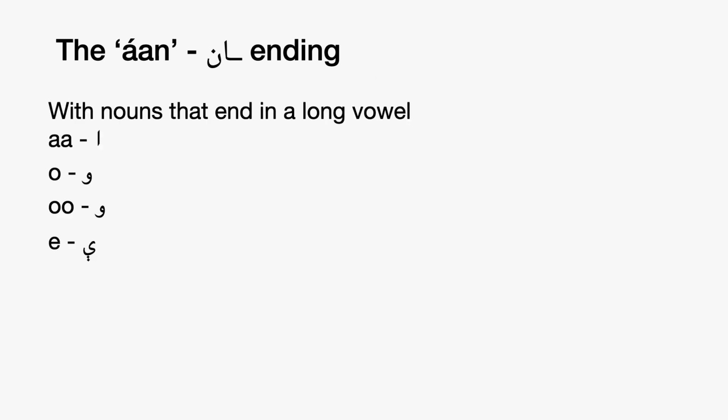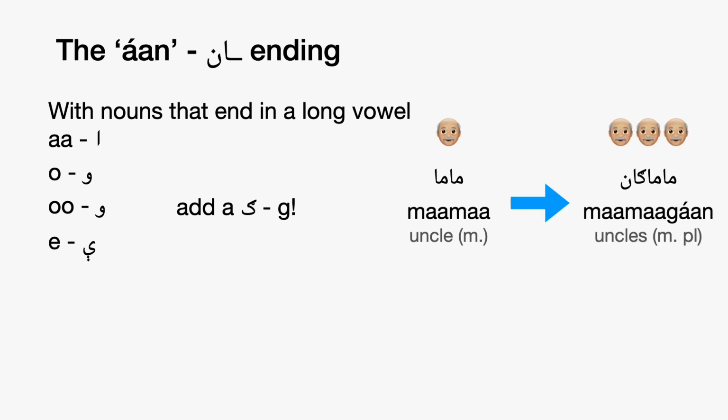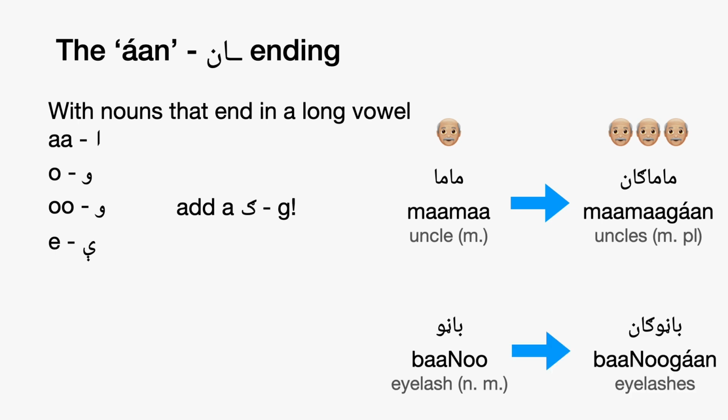So what about nouns that end in long vowels like a, o, u, or I? Well, if we add our plural an ending there, then we have to put a little G sound there to kind of space the two vowels apart. So the word mama, uncle there, is a masculine noun ending in a long A. So we can't say mama an, we have to say mama gan for uncles. Or barnu for an eyelash, barnu gan for eyelashes.